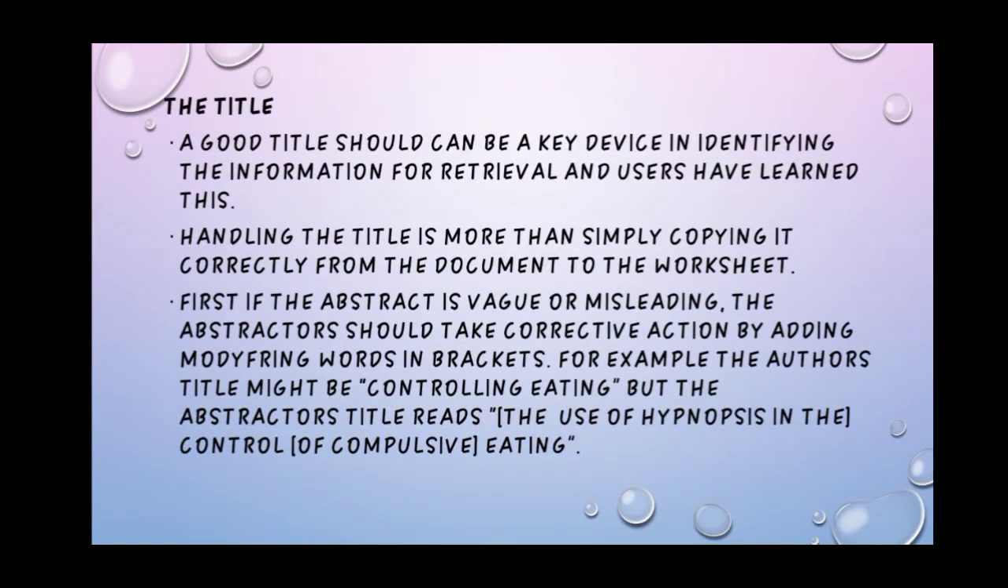The title. A good title can be a key device in identifying the information for retrieval, and users have learned this. Handling the title is more than simply copying it correctly from the document to the worksheet. First, if the title is vague or misleading, the abstractors should take corrective action by adding modifying words in brackets. For example, the author's title might be controlling eating, but the abstractor's title reads the use of hypnosis in the control of compulsive eating.